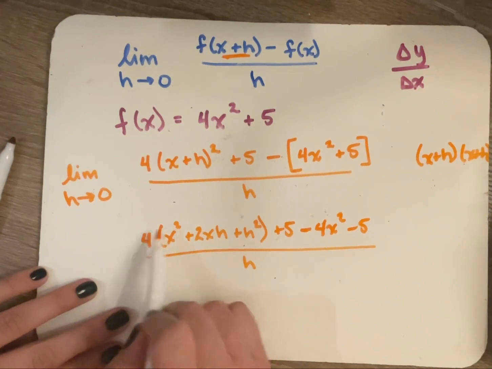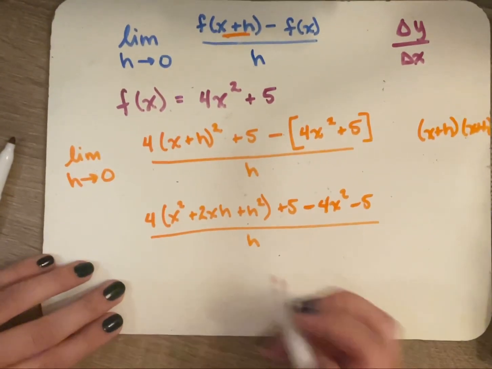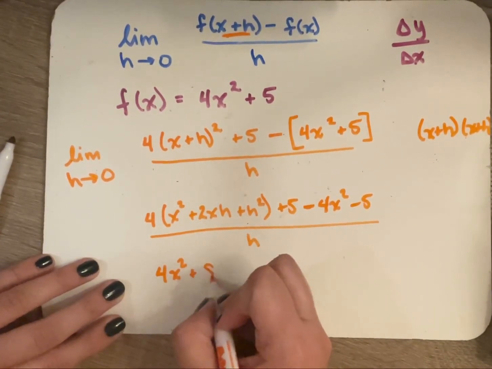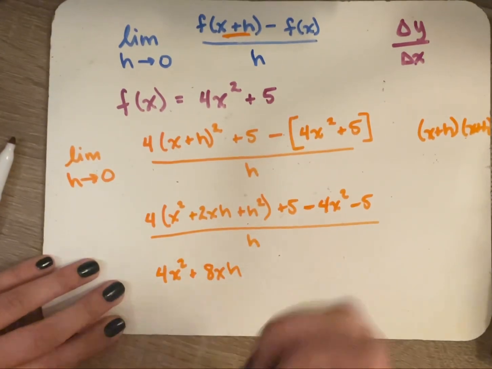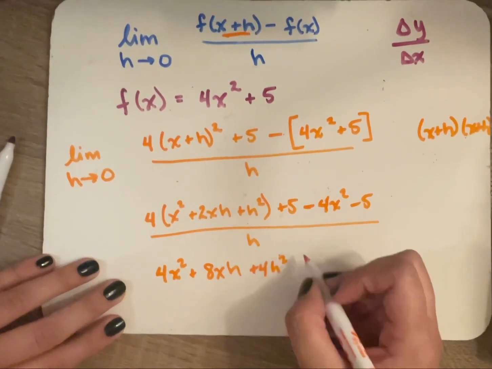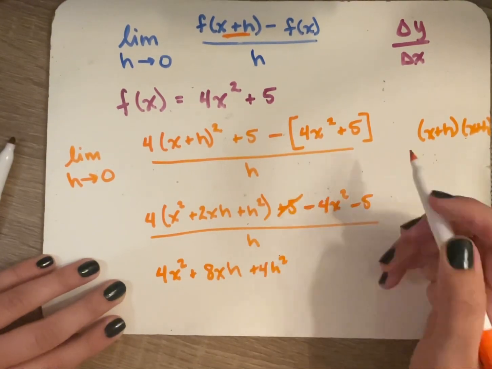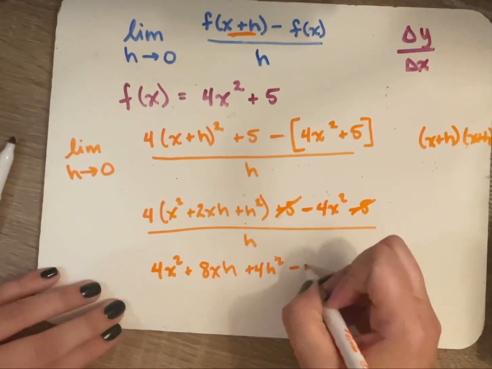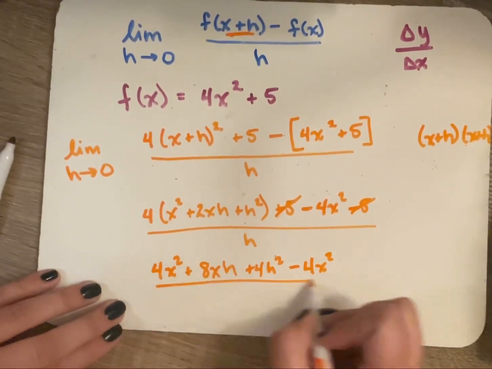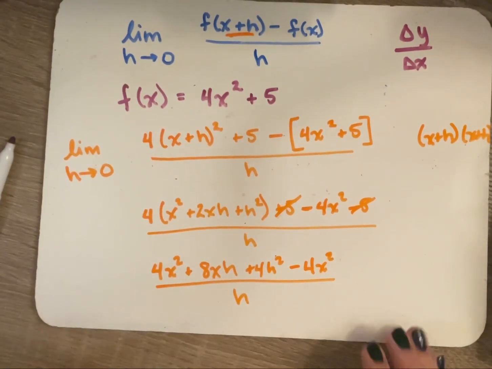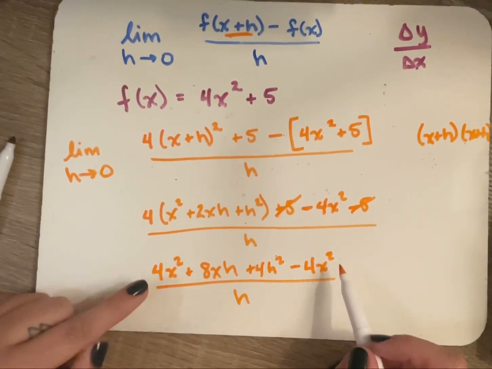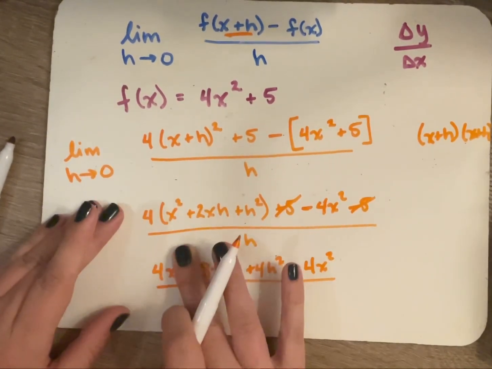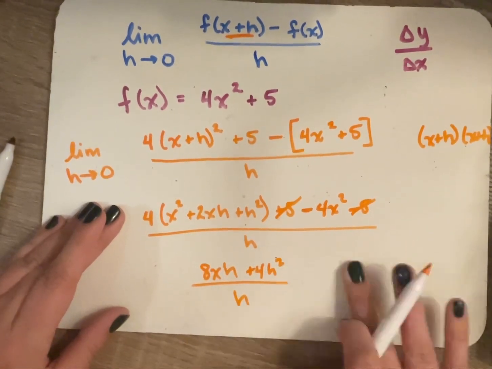Okay, now I need to distribute my 4. So that's going to give me 4x squared plus 4 times 2 is 8xh plus 4h squared. I actually noticed that this plus 5 and minus 5, those just combine to give me 0, and then minus 4x squared. That is still all over h. But oh my goodness, I have another example of two terms that can cancel each other out, positive 4x squared and negative 4x squared. So let's just go ahead and erase those.